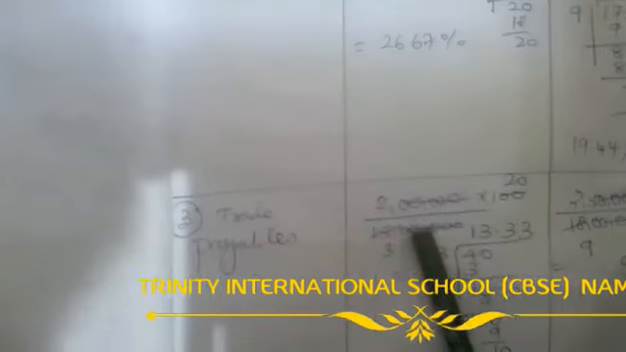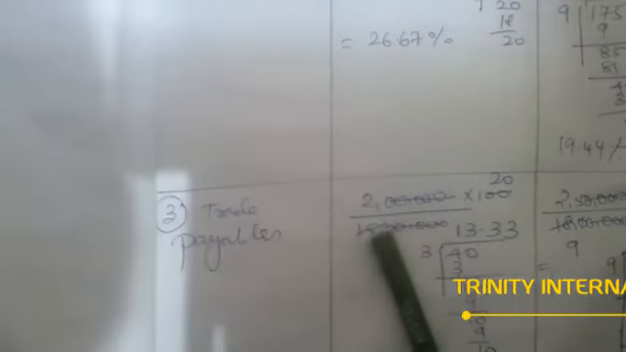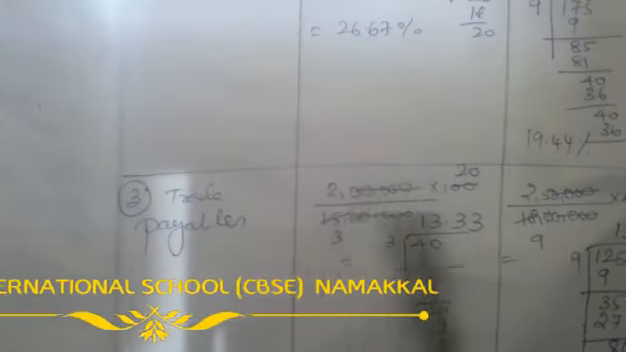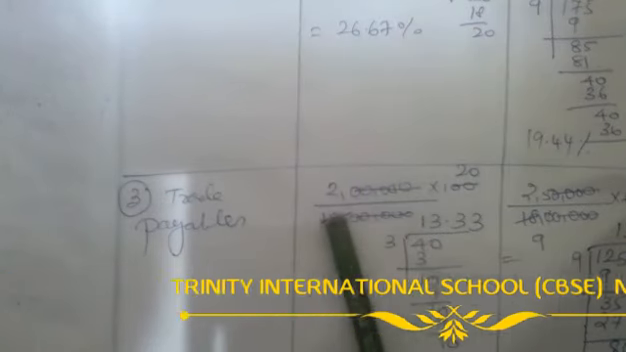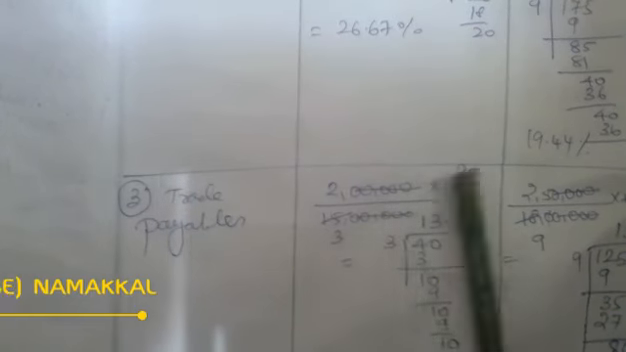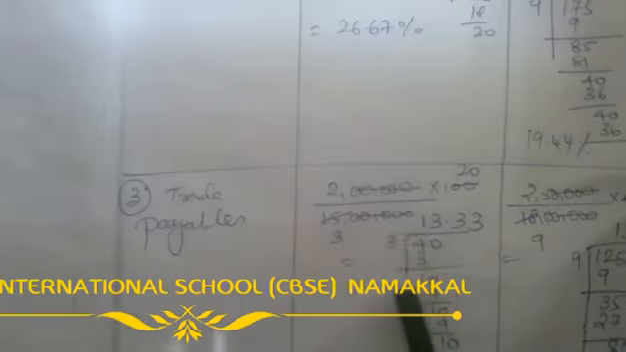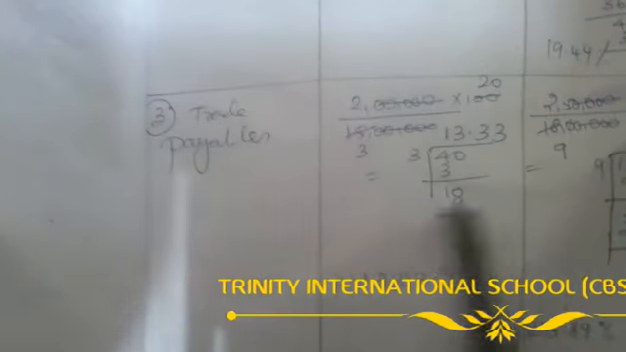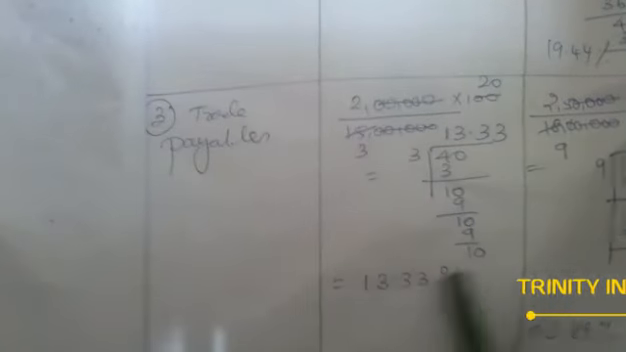Now, finally, our trade payables. Trade payables here, same manner, 2 lakhs divided by 15 lakhs into 100. Same manner, here 50, here 50, 3 5s are 15, 20 5s are 100. So finally I get 2 into 20, 40, divisible by 3. After dividing by 3, you calculate like this, you will get 13.33%.